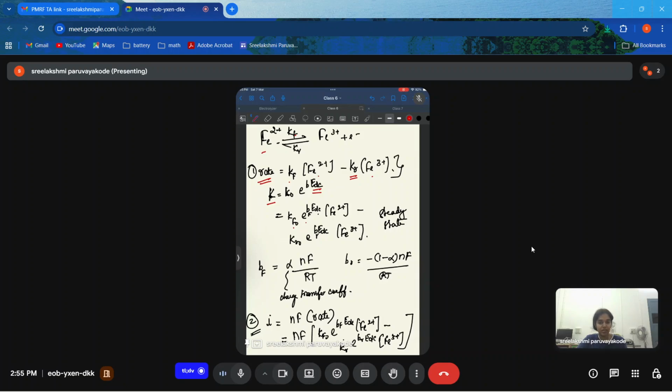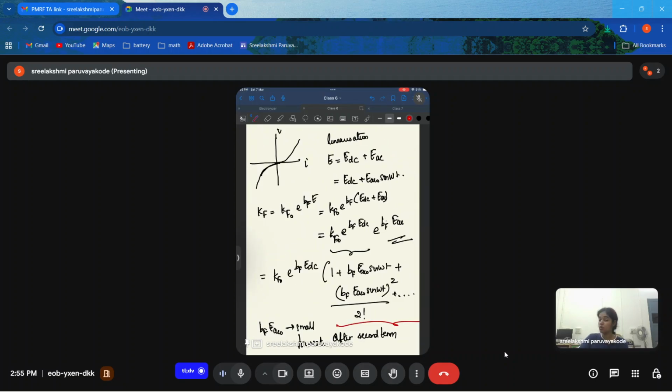So the first step, when you're given such a mechanism, is to write the rate of the reaction, and the next thing we have to calculate is the current density. That is related to nF times the rate of the reaction. When we substitute, the rate of the reaction from the previous step gives nF Kf0 e^(Bf EDC) times Fe2+ minus Kr0 e^(Br EDC) times Fe3+.